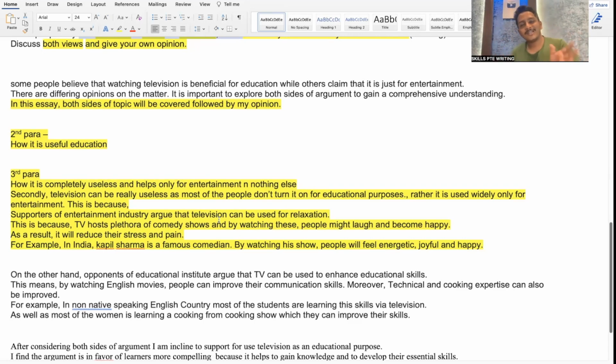In China, nobody learns English. Nobody wants to know. In Europe, entire Europe, nobody cares about English. So let's not stick to learning English as a main thing. English is not a main thing. Let's talk about a particular show, particular educational purpose where television can be used. This means by watching some of the series which talks about this, people can improve their knowledge on such subject. Moreover, technical and cooking expertise can also be improved.